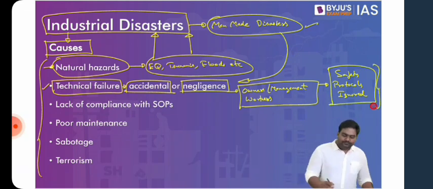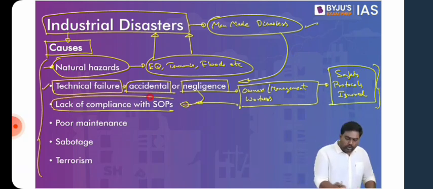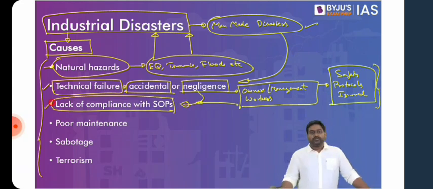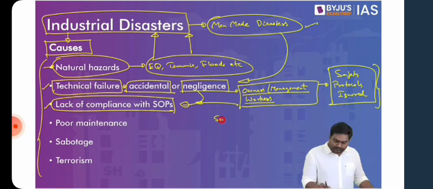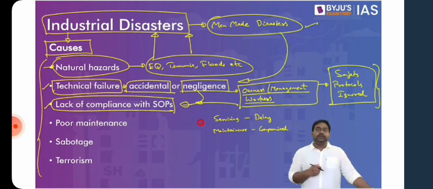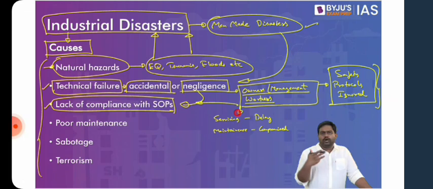For example, factory owners have an incentive to not comply with the SOPs, the standard operating procedures or protocols. For example, there will be government rules regarding servicing, maintenance and replacement of equipment. But owners and the management try to save money by not getting the equipment serviced. Periodic servicing might be delayed. Maintenance could be compromised. They may not follow the right protocols for maintaining delicate sensitive equipment in order to save costs or to save time or just out of sheer negligence.